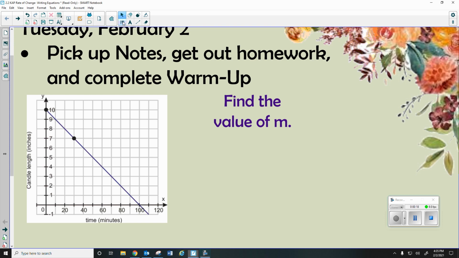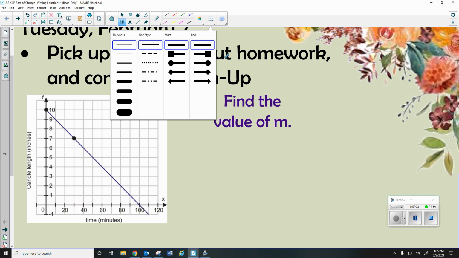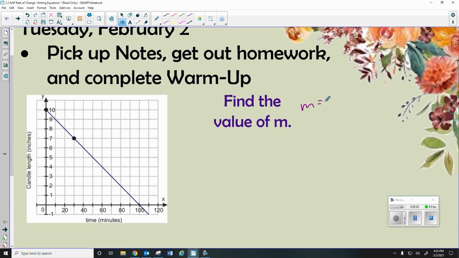All right, as we learned yesterday, we are trying to find M. M is the same thing we said as rate of change. It's also known as slope. And some different ways you can find it: you can either do the change in y over the change in x, or you can do rise over run. You'll probably hear me talk about it in this way a lot. Me personally, other teachers do it different, so just whatever floats your boat.